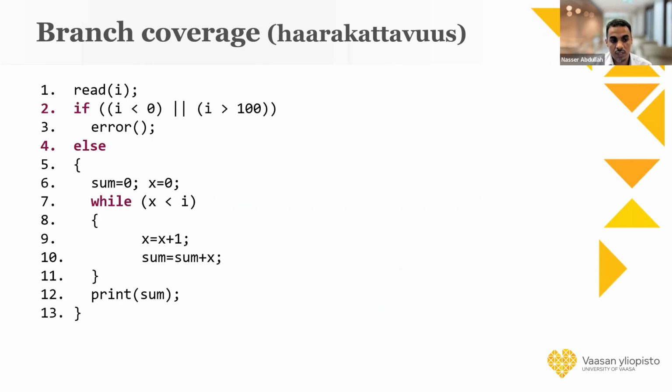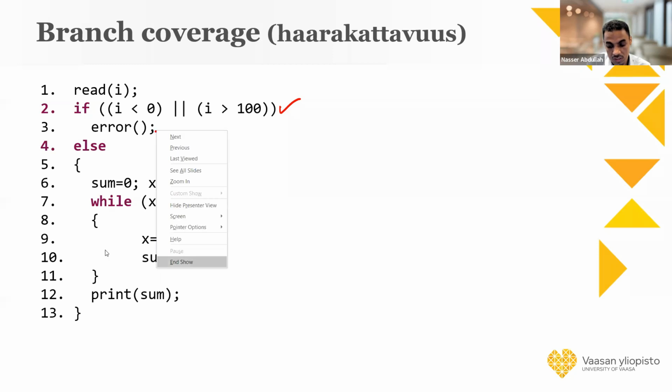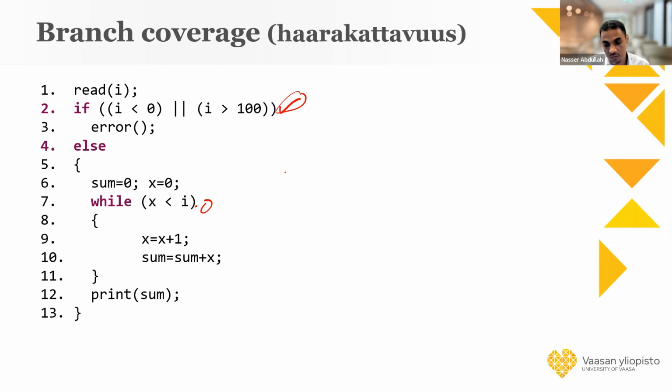So the same example we will take to explain how many branches there are. Here, if you see how many branches we have, the first branch will take two values, either this or this. Also, we have another one, which is while. So we have two branches here and two branches there. So we have 4 here. We have to cover these 4.